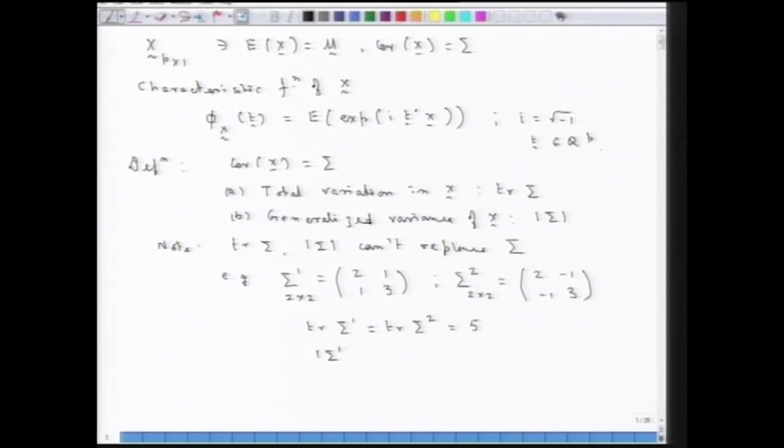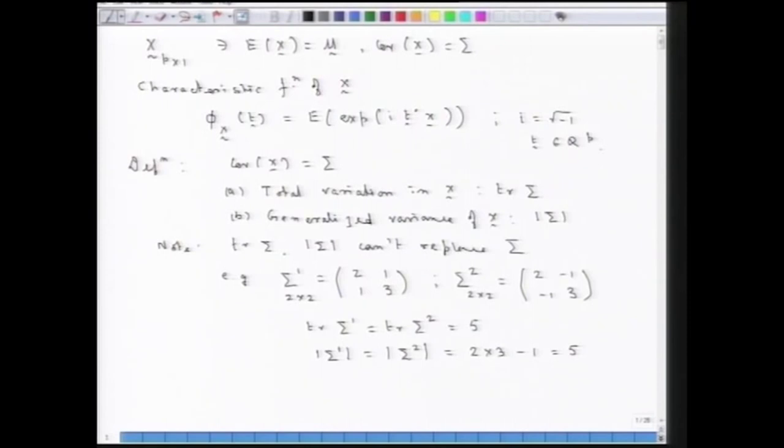We can look at the determinant of the two covariance matrices sigma 1 and sigma 2. These two quantities would be 2 into 3 minus 1, so that is equal to 5 as well. So, the total variation in sigma 1 and sigma 2 are both equal to 5. The generalized variance of the underlying random vector x, given through sigma 1 and sigma 2, are also both equal to 5. So, both of these covariance matrices have the same measures as far as total variation and generalized variance of the associated random vector are concerned. However, the two covariance matrices themselves are quite clearly different. So, these two quantities are not enough to replace the covariance matrix as such.